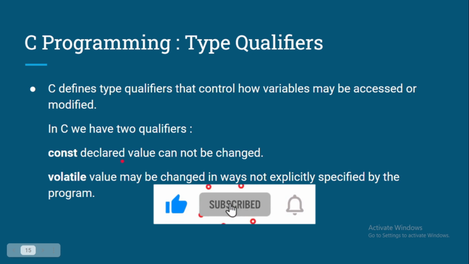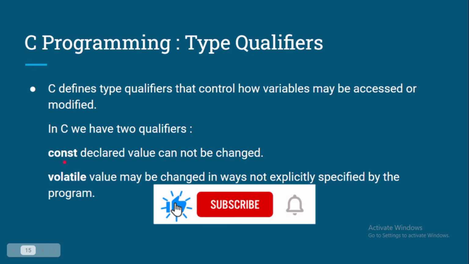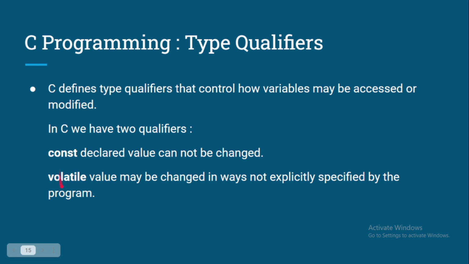One is const. When we declare a value with const, it means this value cannot be changed. A variable declared as const cannot be changed, right? But what happens if we use volatile? Volatile is used when we want to change the value of a constant, but not directly, not explicitly. We can choose a way by which we can execute the change of that variable, and in the further example we will understand how we can do that.